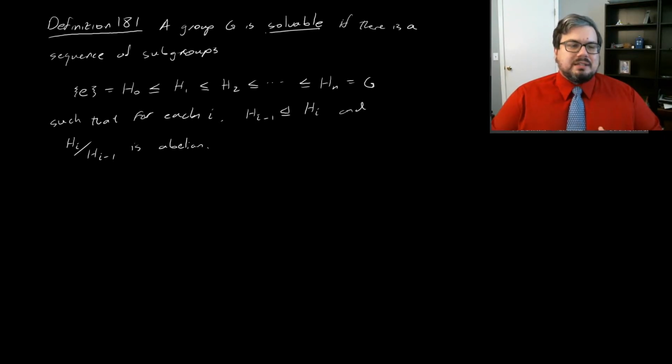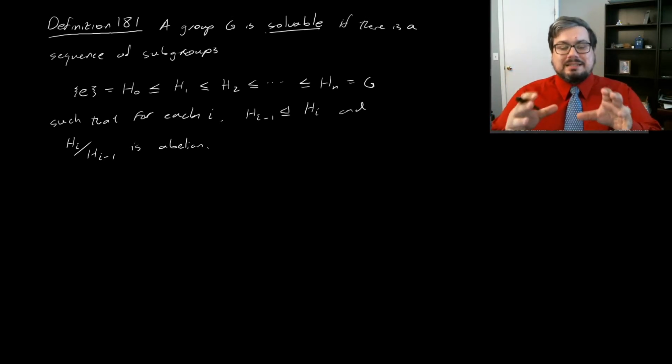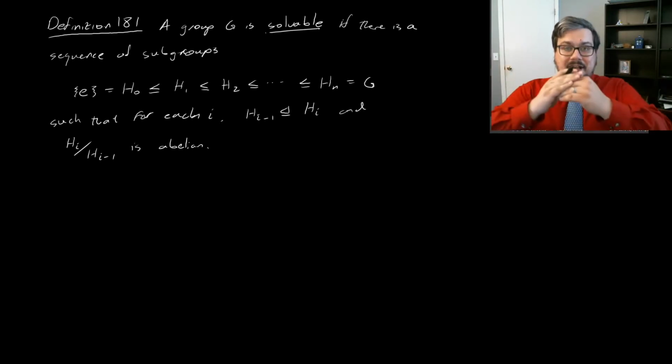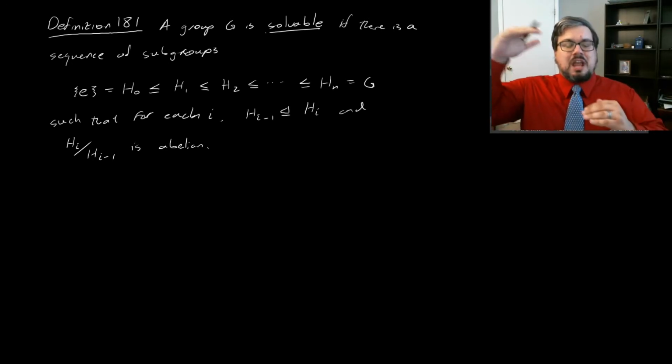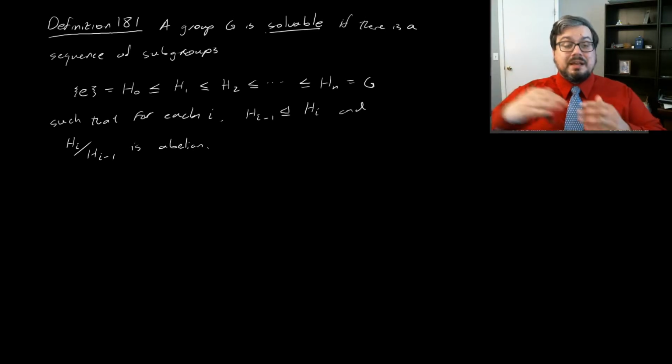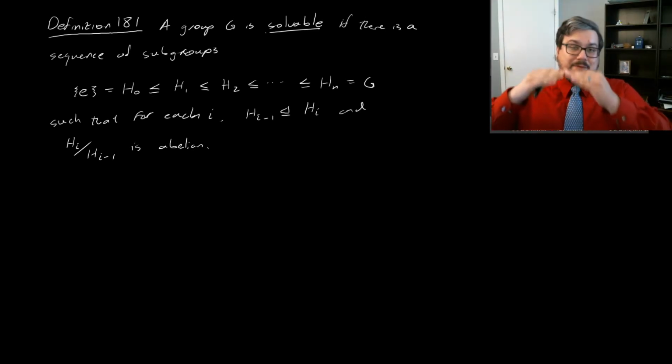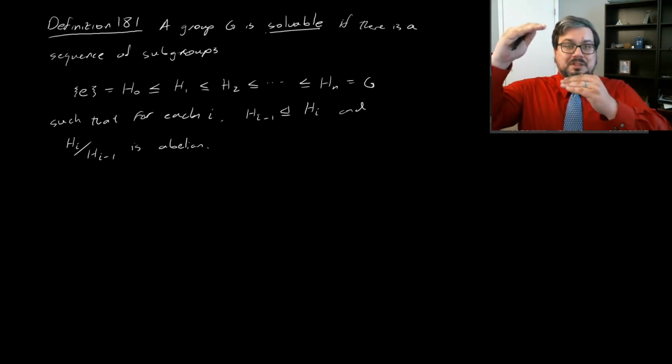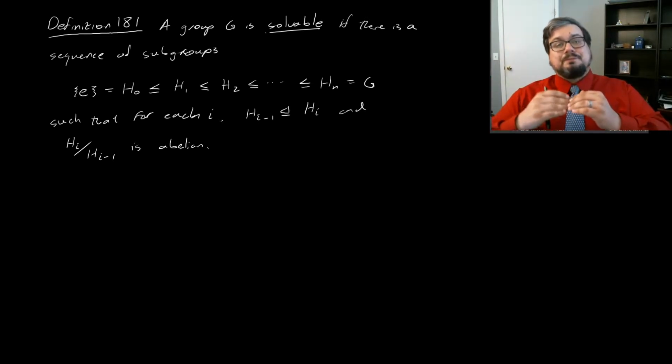Essentially, what a solvable group has is enough normal subgroups. The normal subgroups inside a solvable group are dense enough that you can build a chain of them up to the whole group, such that every time you move from one normal subgroup to the next, their quotient, or their factor group, is abelian.